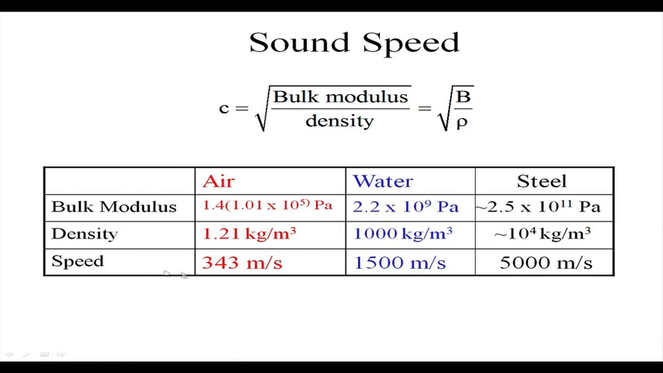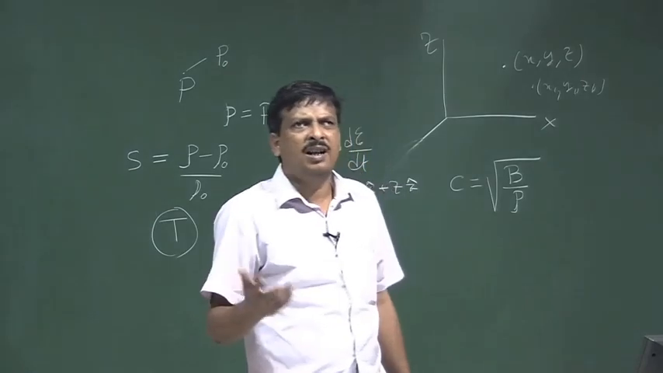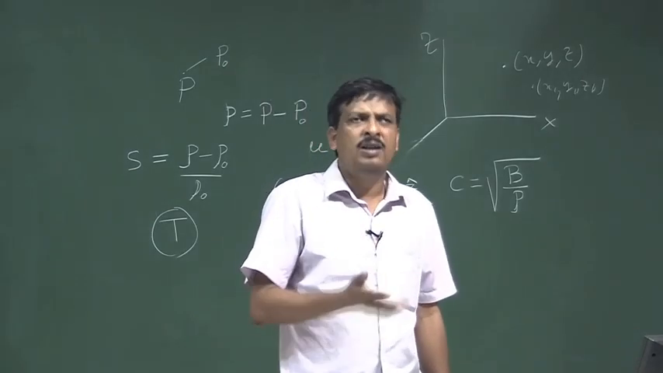In case of air, the bulk modulus value is given and the density is given, so the speed of the sound I can derive. Similarly, in case of water, the bulk modulus is given and the density is given, so I can derive the velocity of the sound. Solid has the highest velocity, then the liquid, then the air.